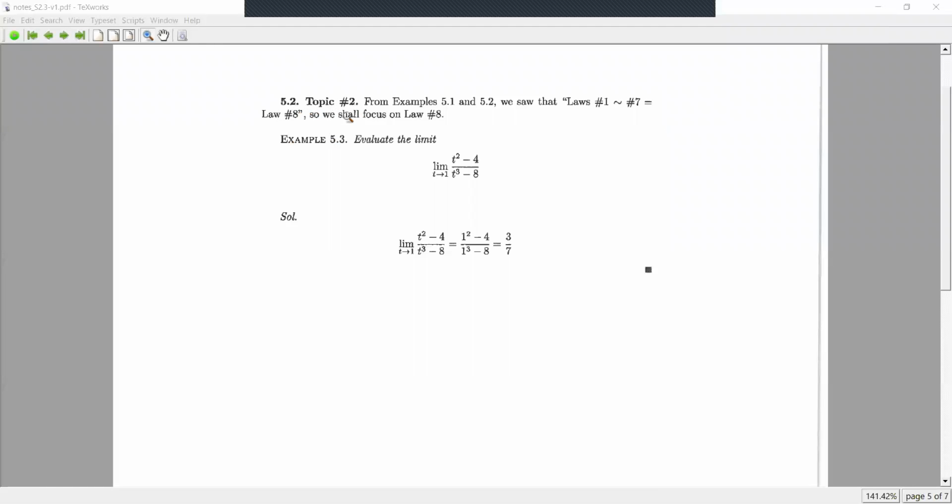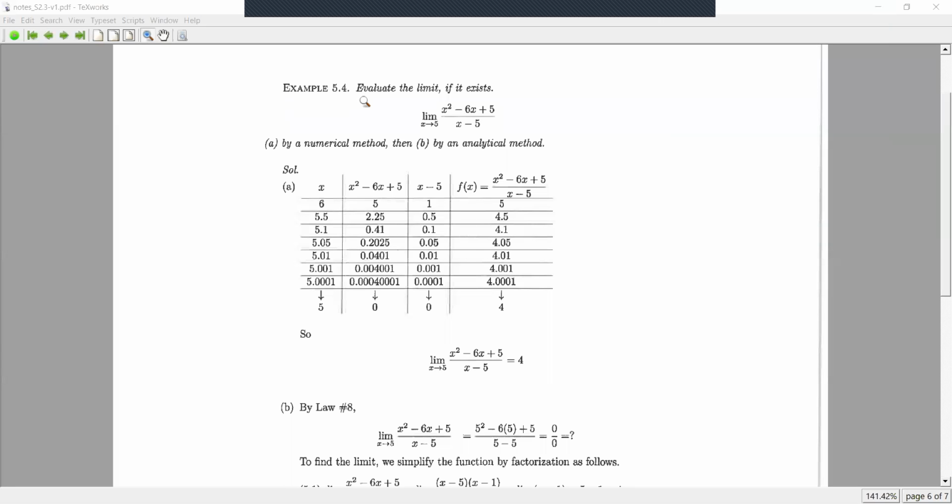Example 1, under the topic number 2. Evaluate this limit. The solution is simple by direct substitution. To find this limit, directly plug in the number 1 for t. Then we have this number. This number is 3/7. So as t approaches the number 1, this function will approach 3/7.